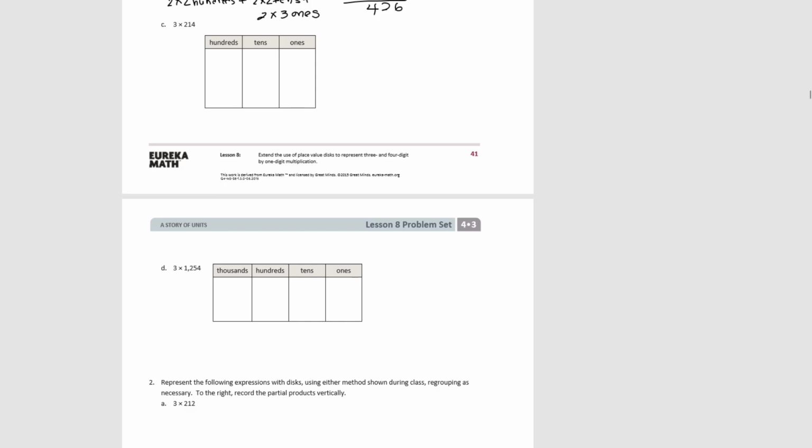Okay, we're using 214 this time. So 200s, 10, 4 ones, and we're doing it 3 times. Writing it vertically and getting our partial products. We see 4 times 3 is 12, which is the same as we have on our place value chart. 10 times 3 is 30. 200s times 3 is 600. And we're going to add them together.